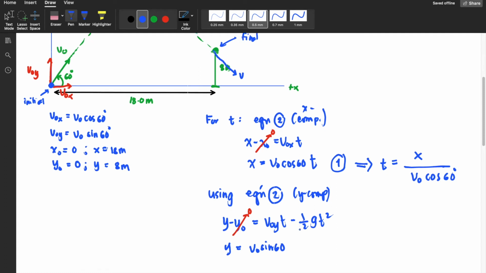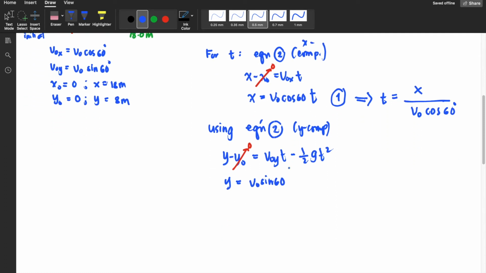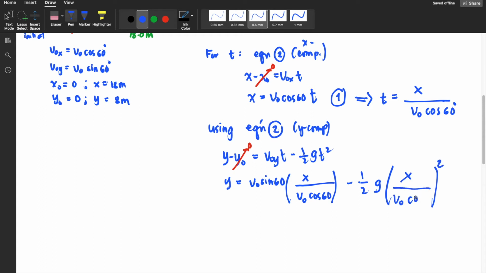Okay, later in the final answer, we will substitute the givens. So this time, substitute this expression here. So you'll have x over V0 cosine 60 minus 1/2 g, and then you'll have t squared. So substitute that expression. So you'll have x over V0 cosine 60. So this time they will cancel out, right?